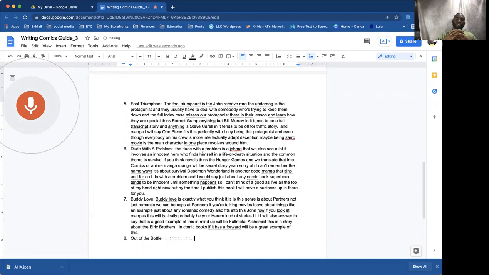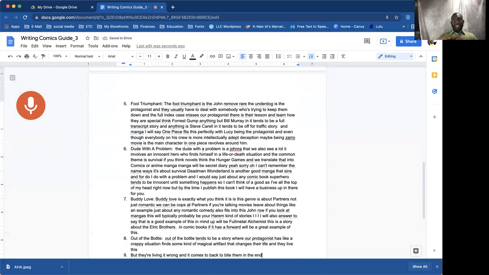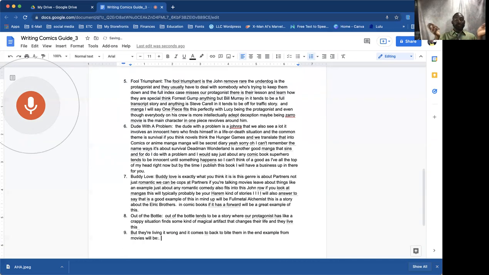Out of the Bottle tends to be a story where our protagonist has a crappy situation, finds some kind of magical artifact that changes their life, and they live this new life, but they're living it wrong, and it comes back to bite them in the end. An example from movies would be Aladdin, when he finds a genie, becomes a prince, thinking that was going to change everything, but he's still a liar, and it all blows up in his face until he learns to accept himself for who he is.